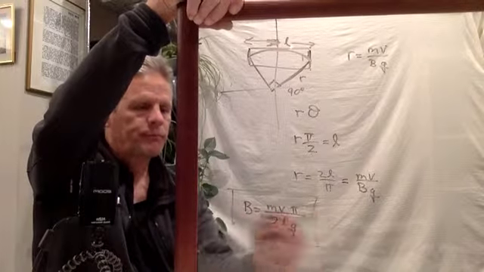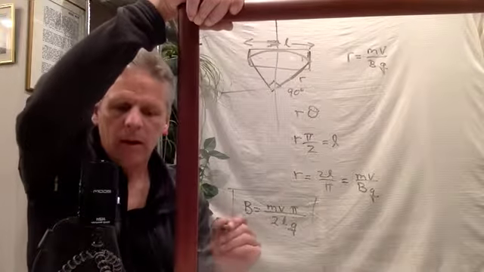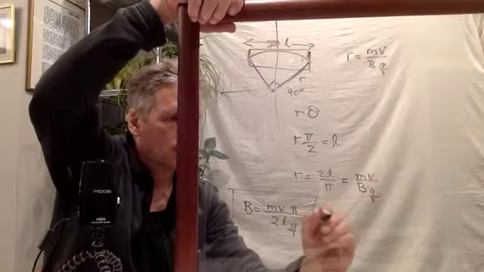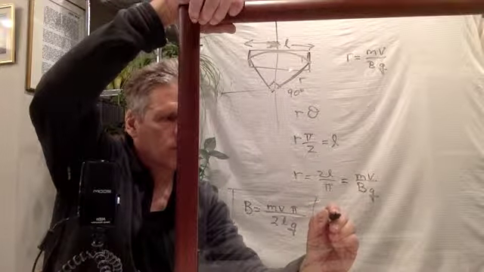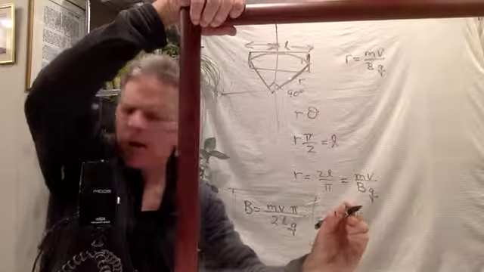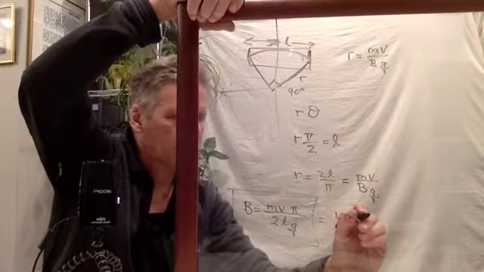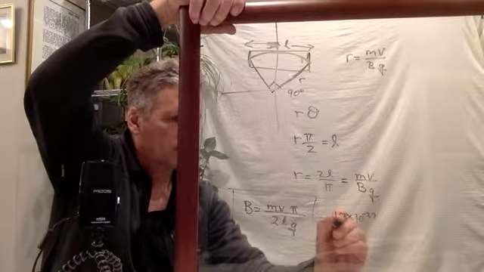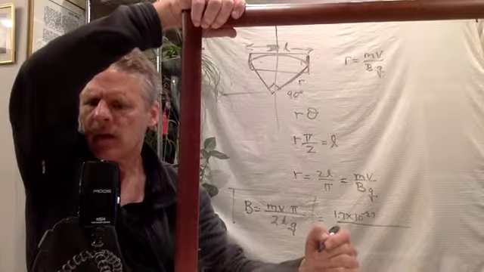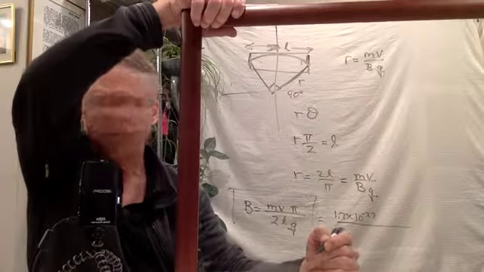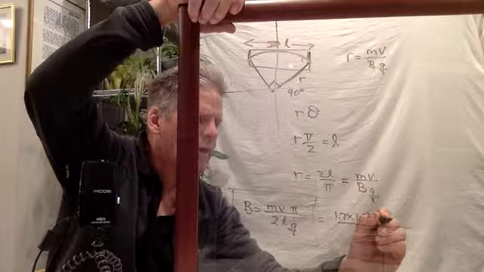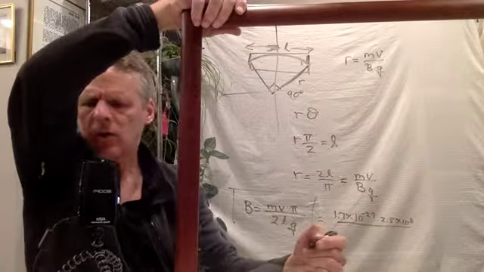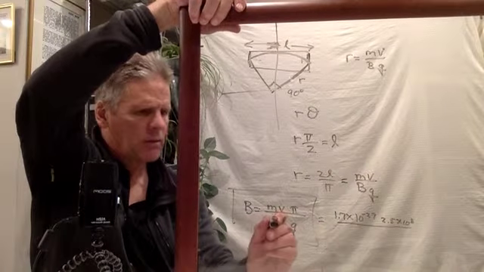And we're done. Now what we need to do is put numbers in. So what are the numbers that we're given? We're given the mass is 1.7 times 10 to the minus 27. Let's do things one thing at a time. V is 2.5 times 10 to the 8th, that's meters per second.